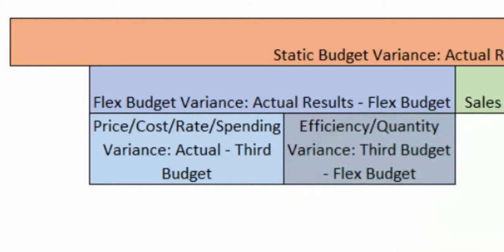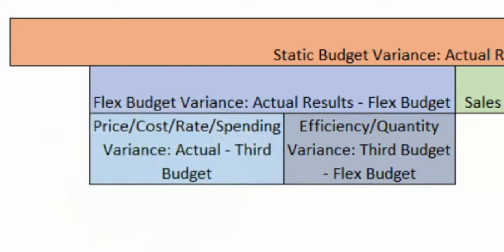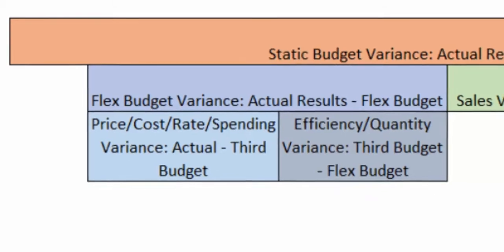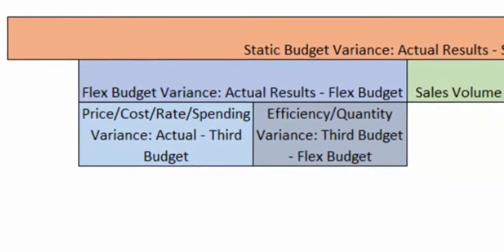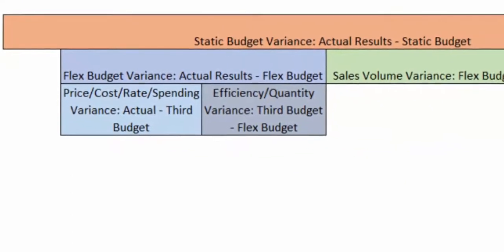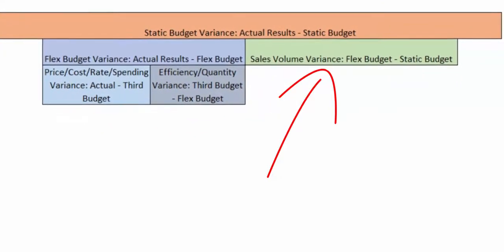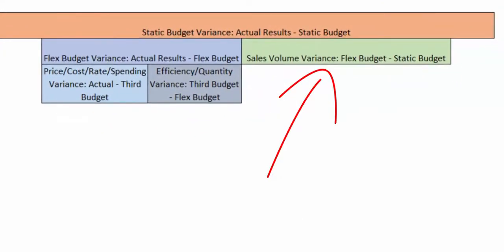And if we take the difference between the third budget and the flex budget, that gives us an efficiency or quantity variance having to do with the amount of inputs that we used. Those two variances together will equal the flex budget variance. So what we're doing is we're drilling down. We started out with our actual results versus our budget that we created before the year began, and we said, gosh, these are different. Why? And we split that into, well, part of it's different because we sold more than we expected or less than we expected.